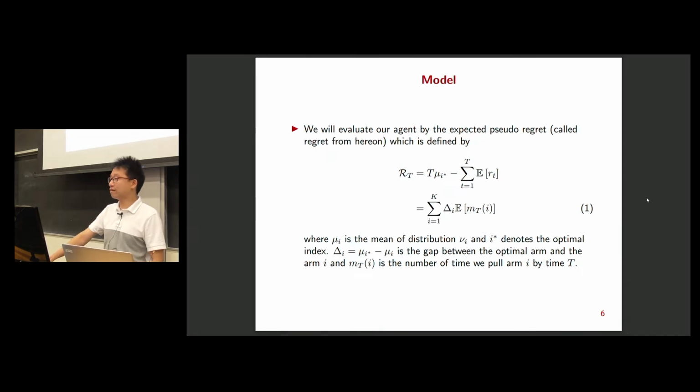We will evaluate our agent by the expected pseudo regret, called regret from here on, which is the usual definition, and decomposes into the expected number of times you pull each arm by time t, times its gap.